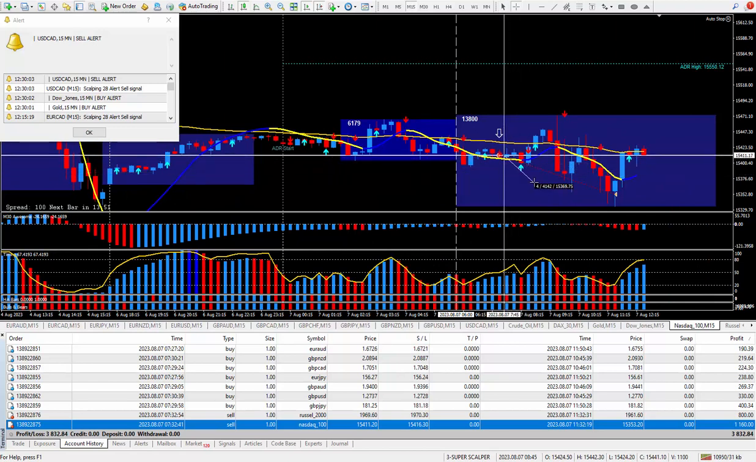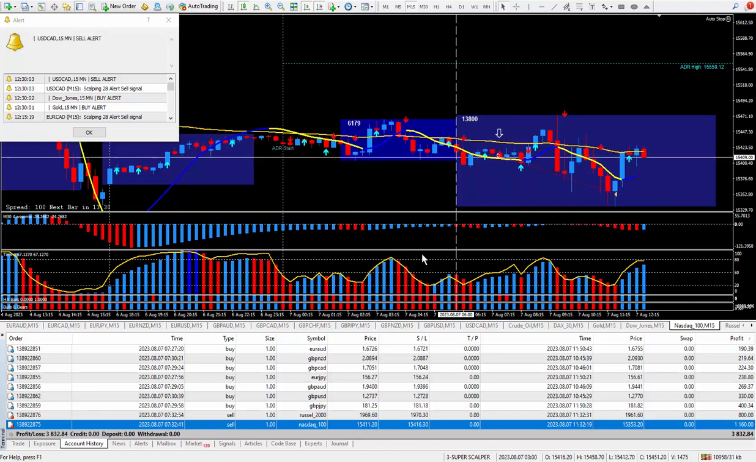Now, I used a calculator, and the calculator said should be about 58. So let's run a check on that. 58. There it is right there, 58 ticks. And that paid out $1,160. So another great day of trading.